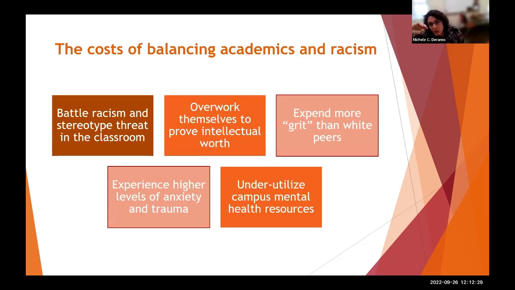So broadly, going out beyond this one particular student, there's been research on what are the costs of balancing academics and racism. But we also know that we can exchange that with sexism or ableism, ageism, and so forth. But we're really focusing on, at this particular moment in history, racism being the most salient. What are the costs?